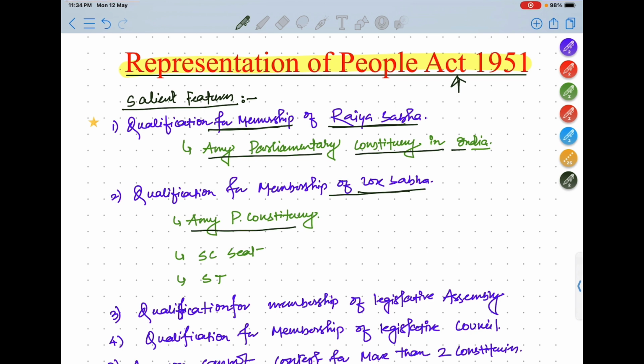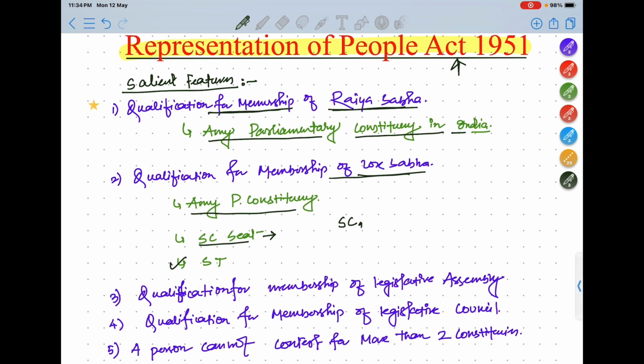Next, this act also says what will be the seat distribution for SC. Like, what is the qualification to fight for a SC seat? This act also says that if you are SC and represent a community of that particular place, then only you can opt for that constituency, and same for ST. Next, qualification for membership of Legislative Assembly, qualification of membership of Legislative Council. So these are the different features of Representation of People Act 1951.